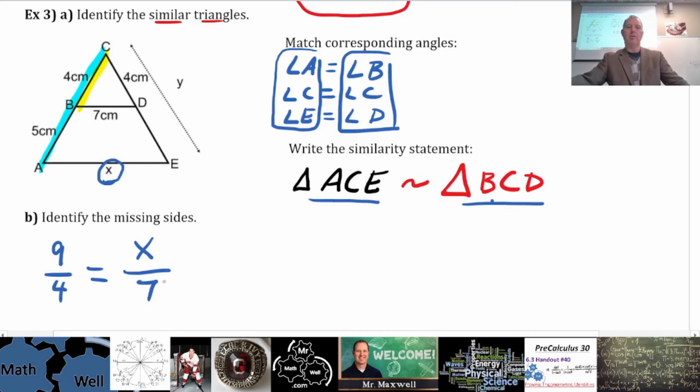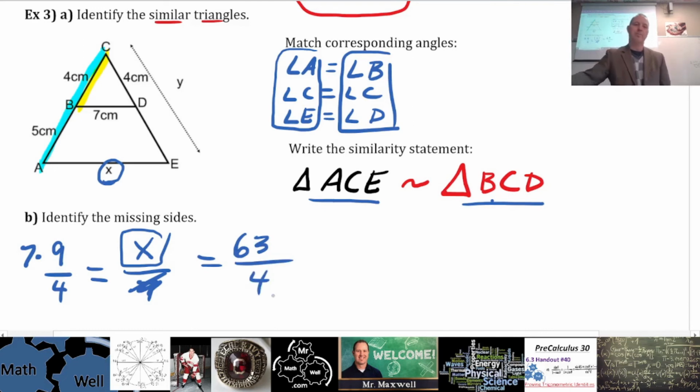Okay, multiply both sides by 7, and we get rid of 7 on this side, and it pops up over here. And now x is on the top by itself, so we don't have to do any more manipulating or dividing, so we're good to go. So x equals, what's 7 times 9? Close, 63. You have the right numbers there. Divided by 4. I don't think that goes evenly, but can we reduce that number at all? Not really. So 63 over 4 centimeters is x.